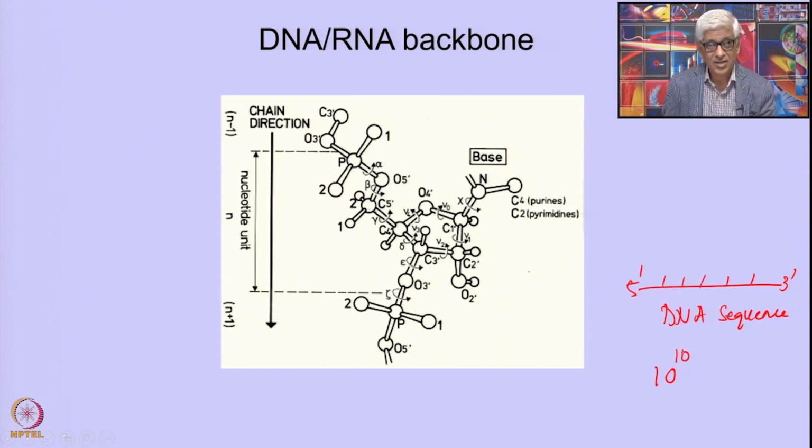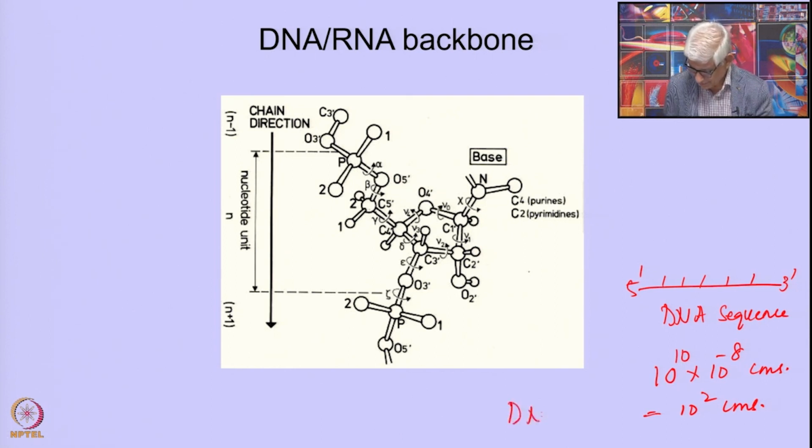And how much is 1 angstrom? 1 angstrom is 10 to the power minus 8 centimeters. So this will be 10 to the power 2 centimeters, that is about 1 meter. So the DNA length will be approximately 10 to the power 2 centimeters if it is completely linear. It is of the order of 1 meter.